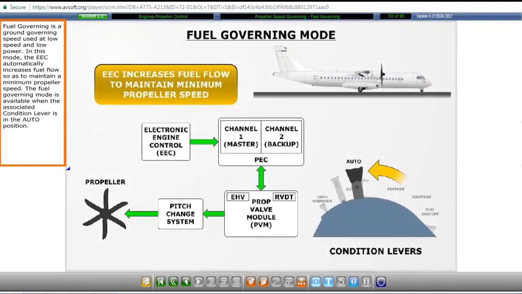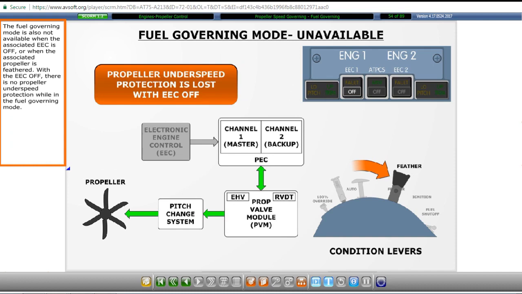Fuel governing is a ground governing speed used at low speed and low power. In this mode, the EEC automatically increases fuel flow so as to maintain a minimum propeller speed. The fuel governing mode is available when the associated condition lever is in the auto position. The fuel governing mode is also not available when the associated EEC is off or when the associated propeller is feathered. With the EEC off, there is no propeller underspeed protection while in the fuel governing mode.